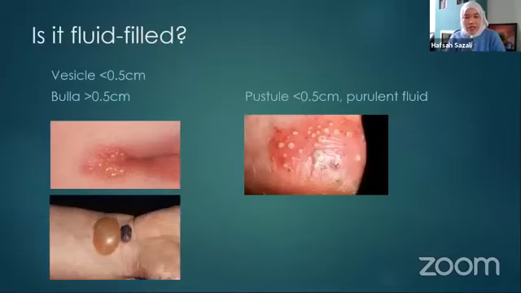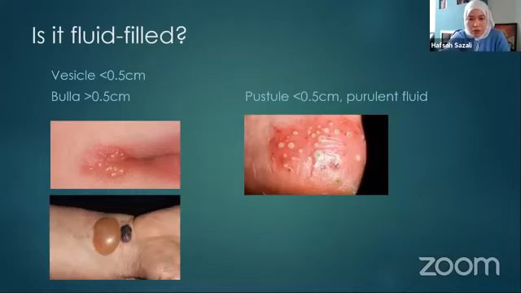The second question is, are there any fluid-filled lesions? So we have vesicles, which are papules containing clear fluid less than 0.5 centimeter, and we have bullae, which are large fluid-filled lesions more than 0.5 centimeter. And pustules are fluid-filled lesions containing pus, which are less than 0.5 centimeter.